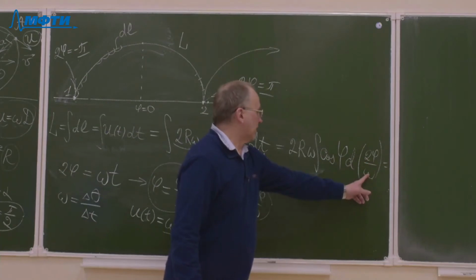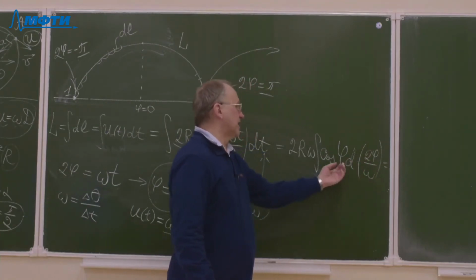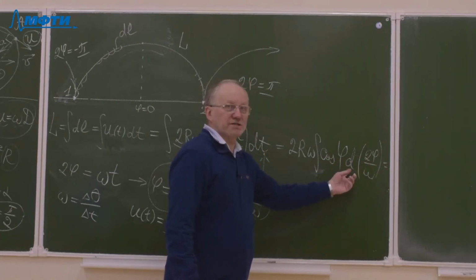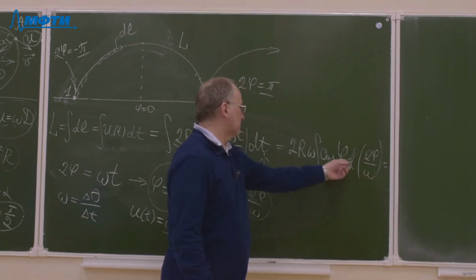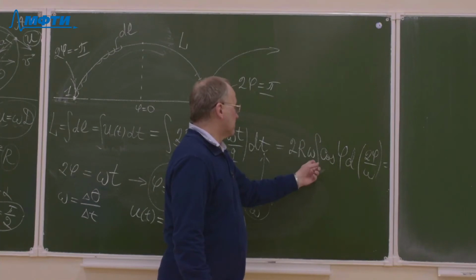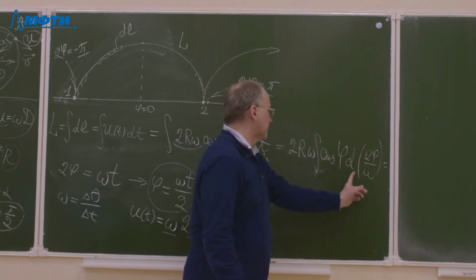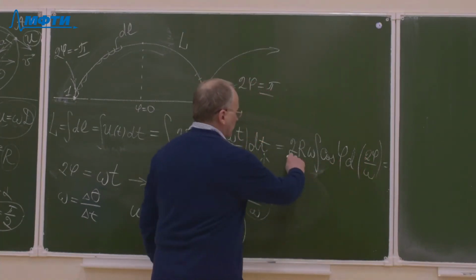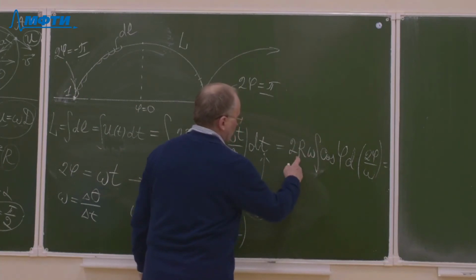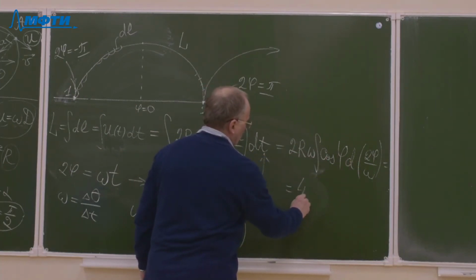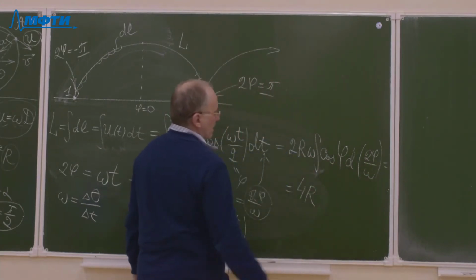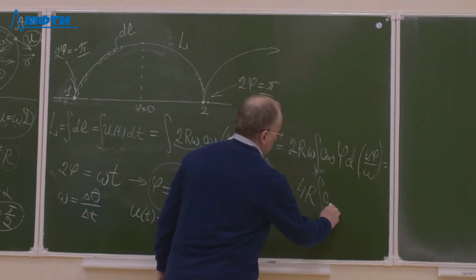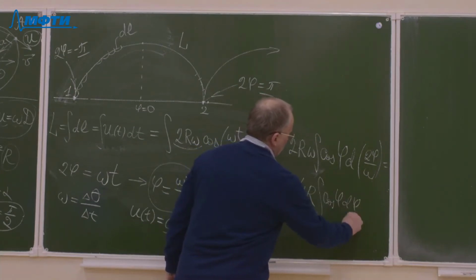2 over omega is constant. It can be taken out of the differential sign as it's constant, and also a constant can be taken out of the integral sign. So we can factor this integral by 2 over omega, and we will obtain here 2 times 2 is 4r, and omega will cancel, and we obtain the integral of cosine phi d phi.